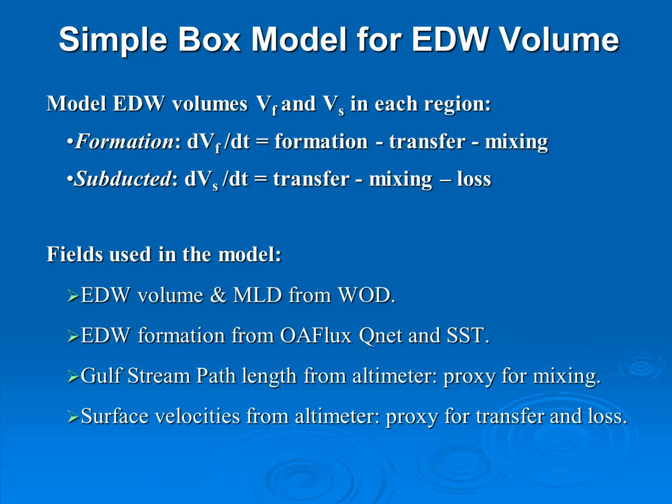So for the mixing, we're going to use the Gulf Stream path. I'm going to show you a previous study with it. And then we'll use surface velocity as a proxy for transfer loss, both the Gulf Stream path and the surface velocity from altimetry SSH.